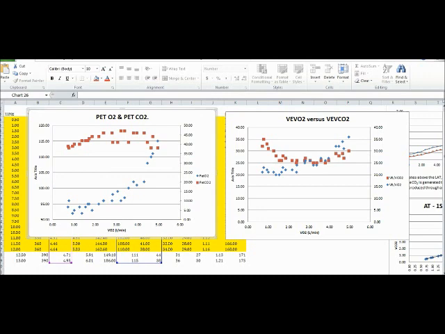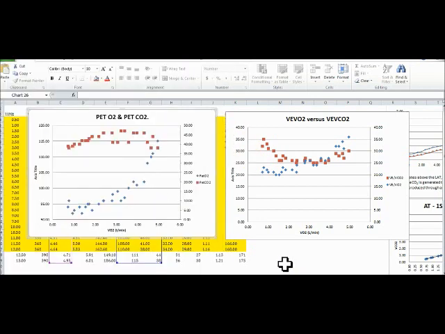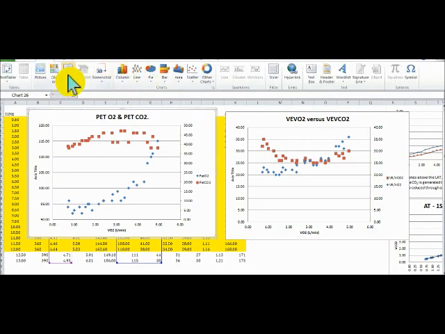Now, if we look back at our Word document, we are looking for the point where the VE-VO2 and PET-O2 begin to increase. Okay, so let's look at that first. VE-VO2 is going to be the blue here. Where does that begin to really increase? I would say right about here. It's kind of sporadic, so it's a little bit difficult to tell, but we're going to go ahead and insert a line where you think it is. So let's take an arrow, and I'm thinking it's pretty consistent up until right about here where it starts to shoot off. So I'm going to draw my line right about there.